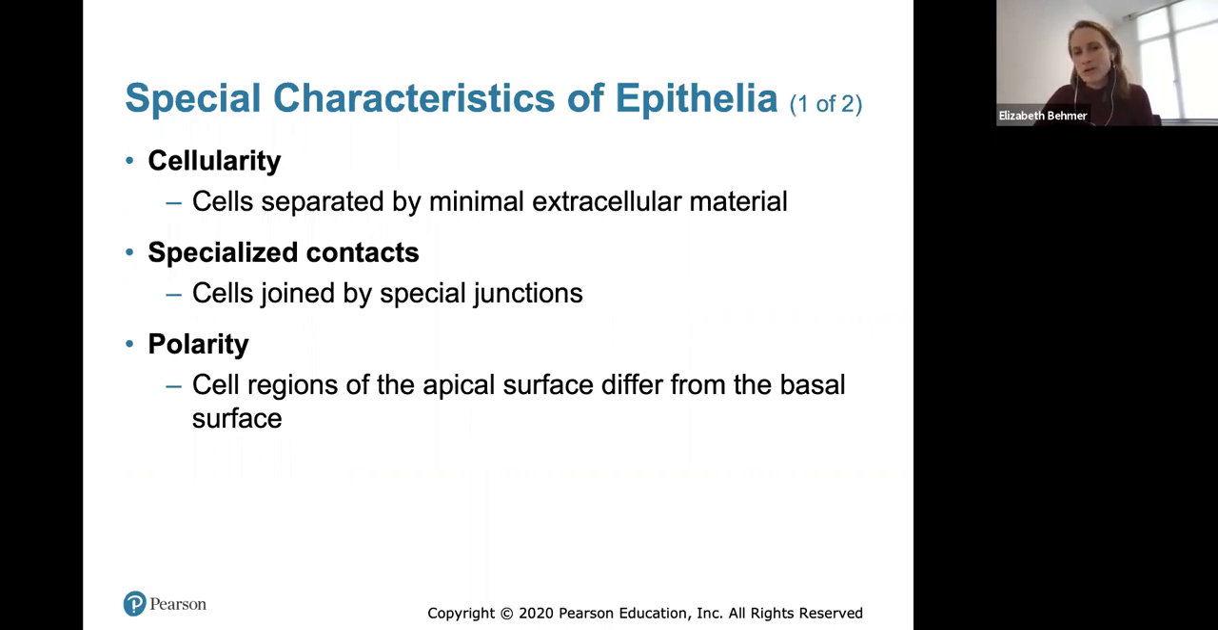The special characteristics of epithelial tissue are that it is highly made of cells. So we have this cellularity characteristic where there's lots of cells in epithelial tissue and not a lot of other stuff. There are specialized contacts where cells are joined by special junctions. Also the cells in these tissues have a polarity, which means there's a region on the apical surface that's exposed to either the exterior or interior environment, and also a basal surface that's attached to an underlying tissue called the basement membrane below it.